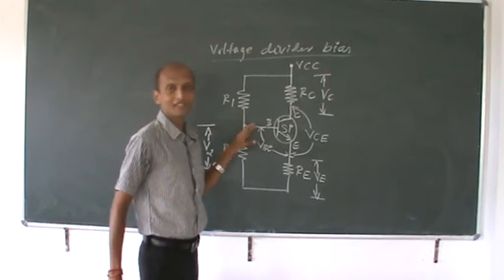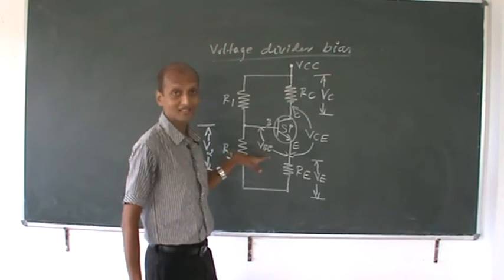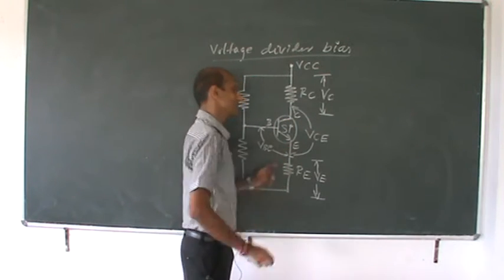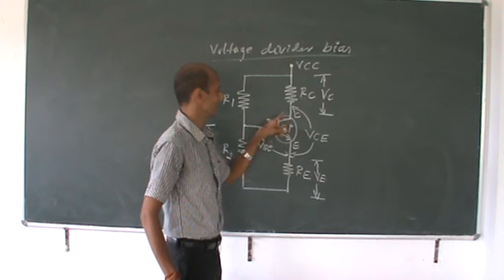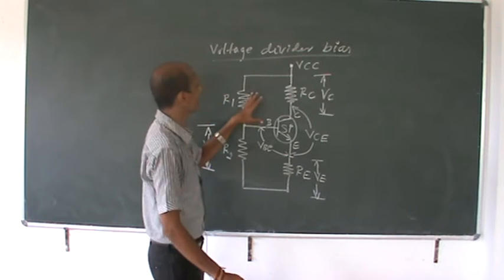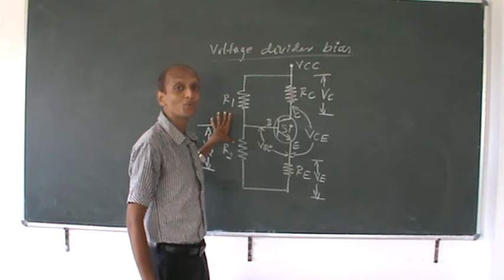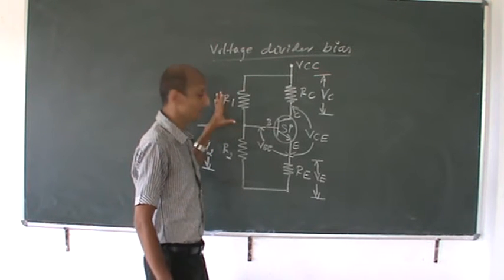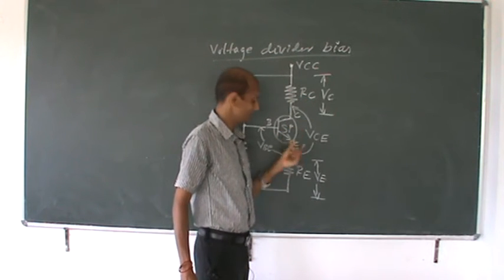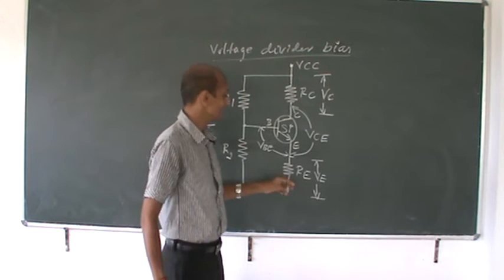This is the voltage divider bias we have seen in our last classes. Here I have used a silicon transistor having terminals collector, base, and emitter, in common emitter configuration. We have two resistors R1 and R2, which act as voltage divider bias resistors, and we have the collector current limiting resistor RC, and RE, which is your emitter resistor.